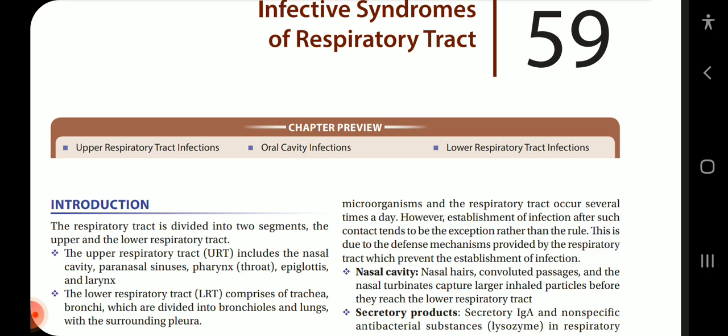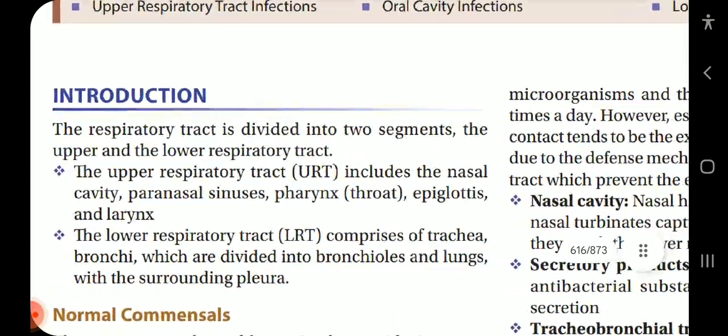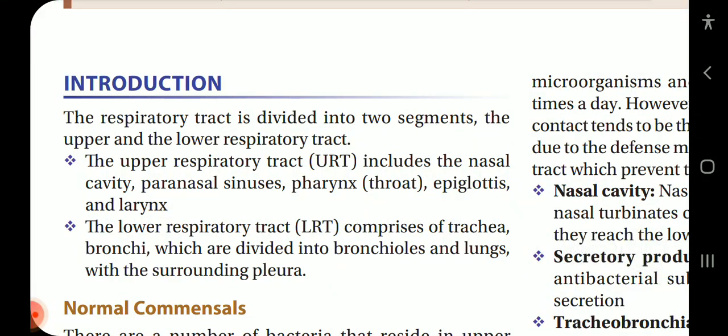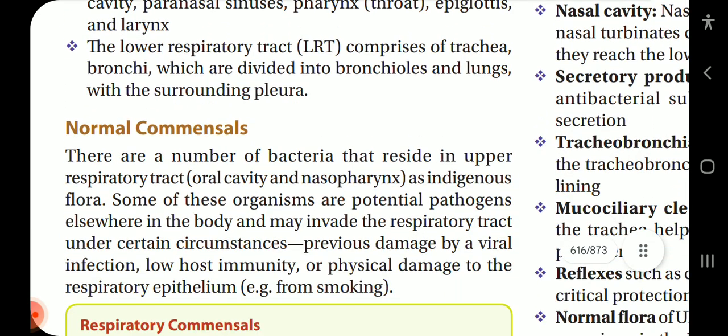Now we start with Chapter 59, which is an overview about infective syndromes of the respiratory tract. In this chapter, we will be discussing upper respiratory tract infections, oral cavity infections, and lower respiratory tract infections. Introduction. The respiratory tract is divided into two segments, the upper and lower respiratory tract. The upper respiratory tract includes nasal cavity, paranasal sinuses, pharynx, throat, epiglottis, and larynx. The lower respiratory tract, LRT, comprises the trachea, bronchi, which are divided into bronchioles, and lungs, with the surrounding pleura.